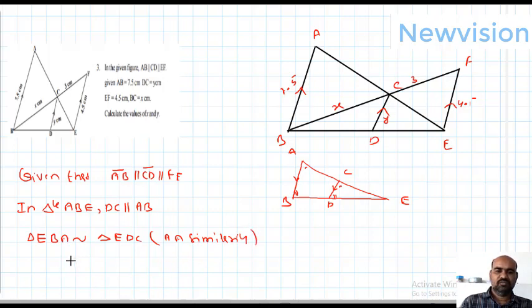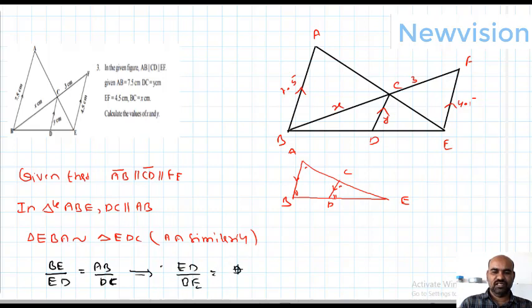Now if these two are similar, what happens? BE by ED equals, so we have AB by DC, which is also equal to EA, but I don't want EA, nothing is given about EA. So ED by BE, how much? Invertendo, DC by AB. Now I take this as number 1.